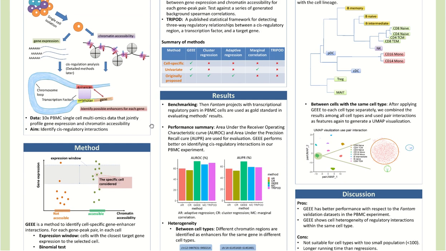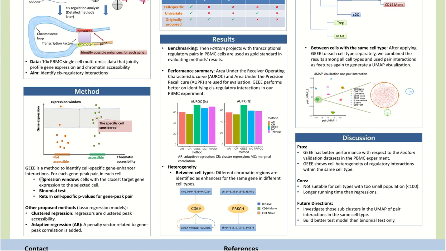So to achieve this, we proposed a method called G. It works as the figure shows. For a specific gene peak pair, the green points are the cells in which the peak in the pair is accessible, while the red points are the cells where the peak is not accessible. Now, if we are considering this specific cell, the first step is to define the gene expression window, which contains cells with similar gene expression as the specific cell.